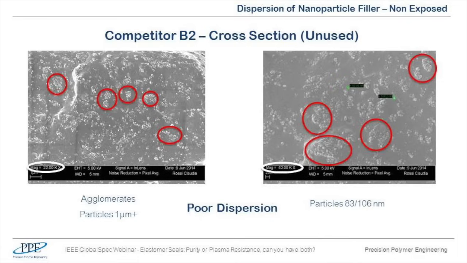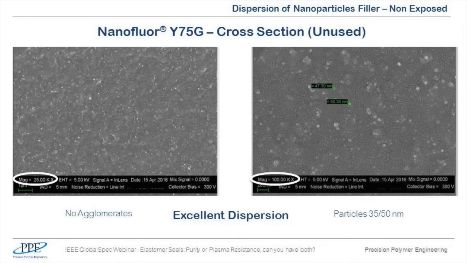And let's have a look at how our materials look. If you compare the previous material to Nanofluor Y75G, the effect of the filler is significantly different. Firstly, the size of the filler particles is much smaller, at around half the size of the previous material, and it's very noticeable that the filler particles are perfectly dispersed, uniform within the compound. I should also point out that the image on the right hand side is at a magnification of 100,000 times.